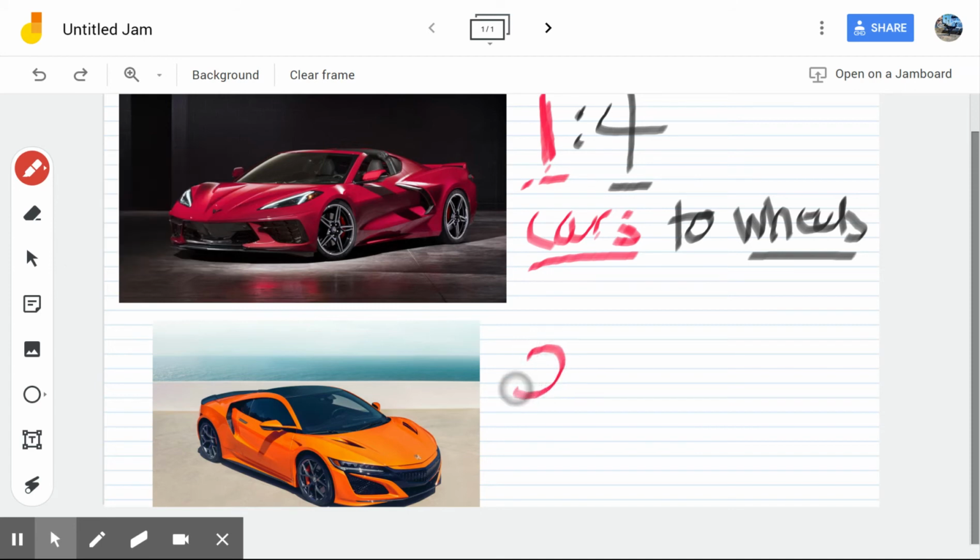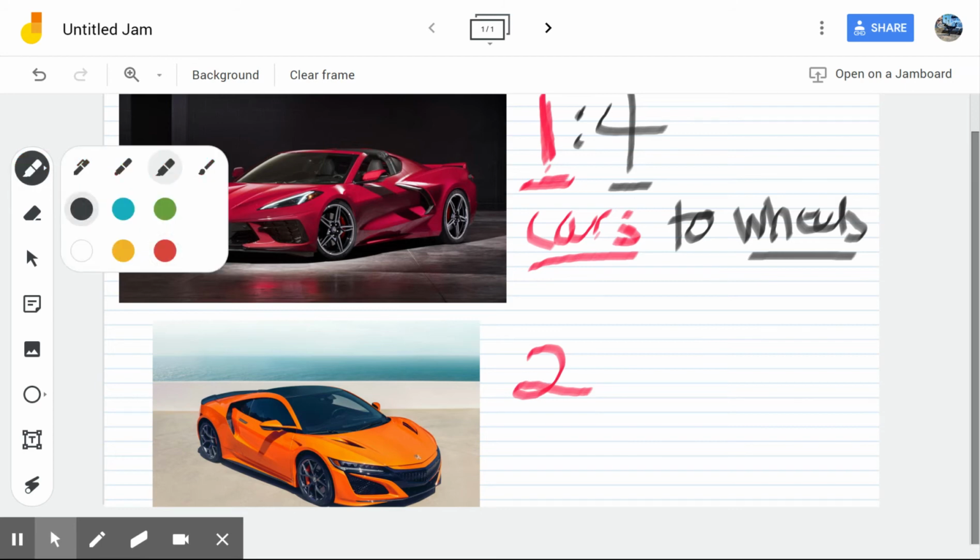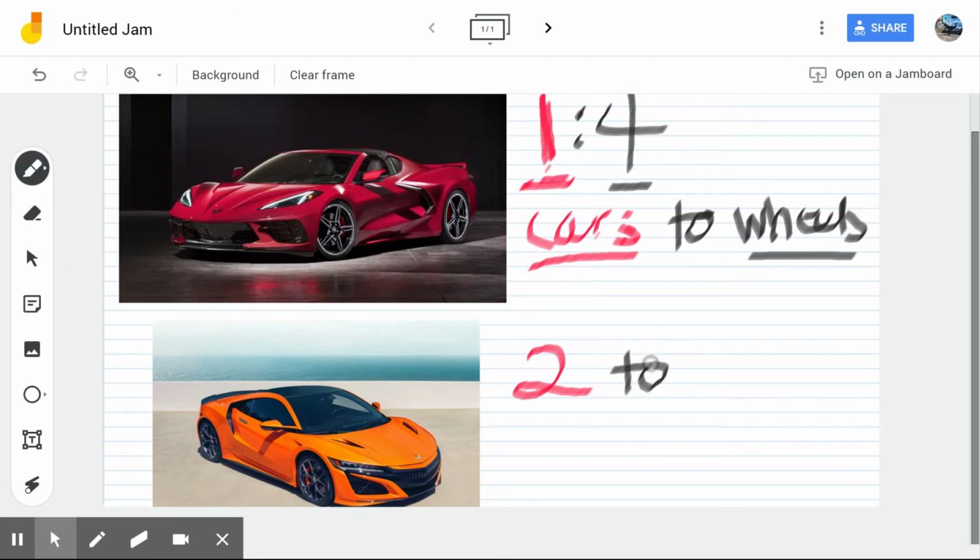Now that I have two cars, how many wheels will I have? If every time there is one car, I know that there are four wheels attached to that one car, then if I have two cars, that means I have 8 wheels. So the ratio would be 2 to 8. The ratio of cars to wheels is 2 to 8.